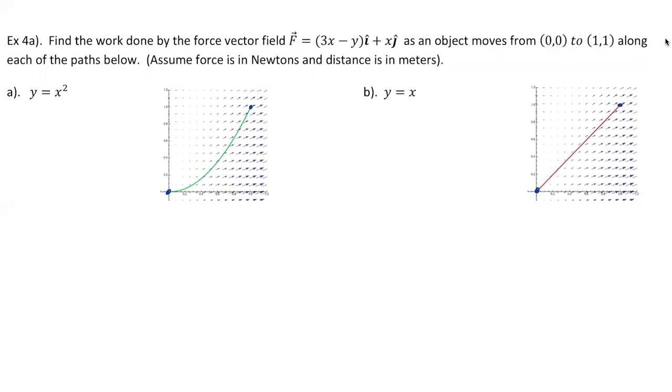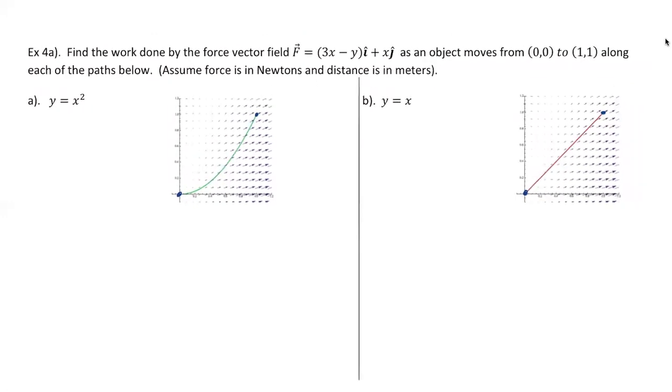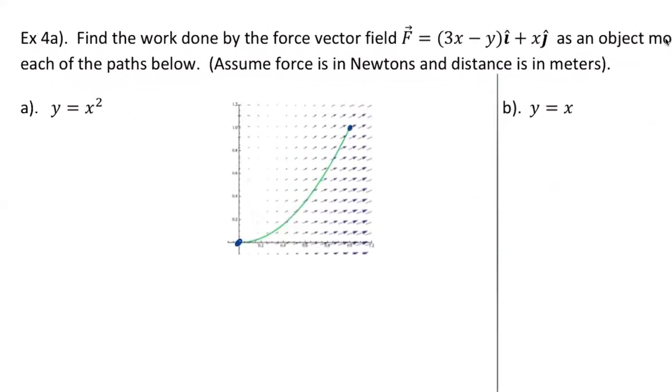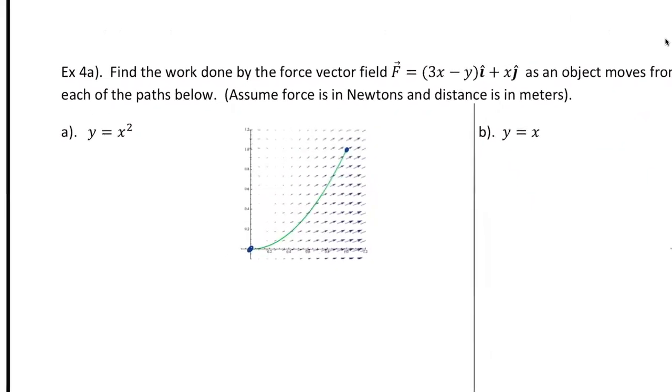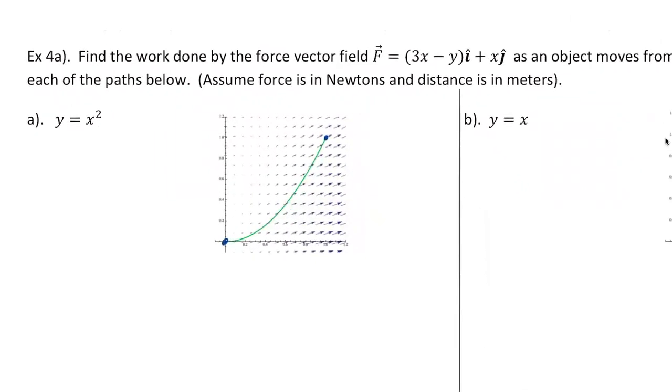Okay, let's try it. So I'm going to do along the green path with you, and then I'm going to leave you to try the red path, and we'll come back and compare. So we're going to calculate the work. Let's zoom in just along the green path since that's where we're starting. I'm going to calculate the work that's done along this curve.